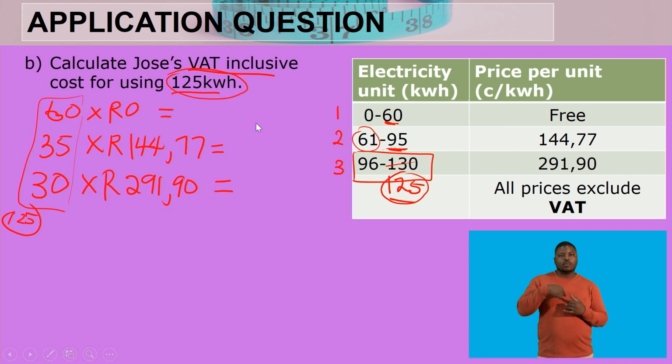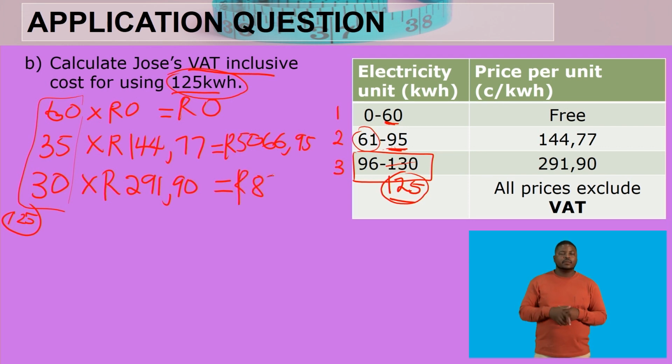Then now we have to do the calculation, then add. So 60 times 0 gives you 0 rands. 35 times 144 rand, 77 cents. It gives us 5,066 rand 95 cents. Then we have 30 multiplied by 291 rand 90 cents. That gives us 8,757 rand. Then we add everything together.